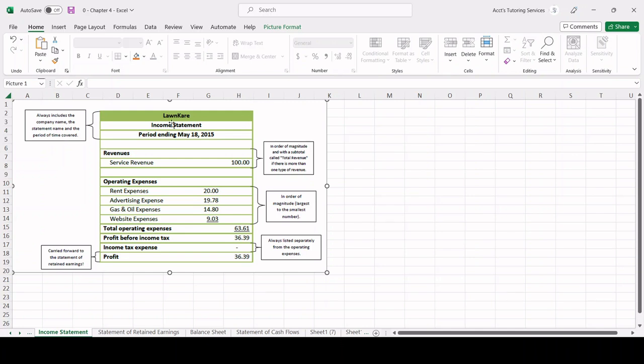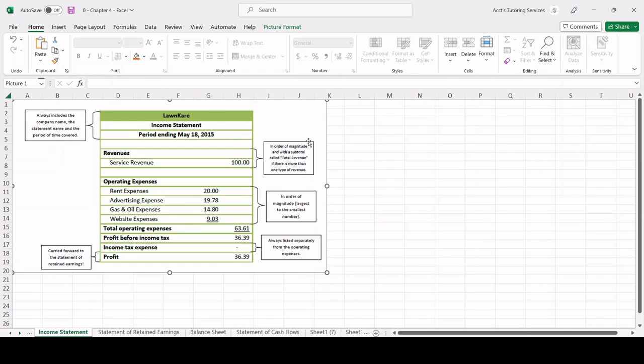So the income statement includes all revenues subtracted by all expenses, which gives us profit before income tax, less income tax expense, gives us profit. Revenues, once again, is income that we earn. In this case, we only have one revenue account. Over here, we have two separate columns, as you can see. This column is for the subtotal, and this is for the actual total, right? I'll explain this more as we go on.